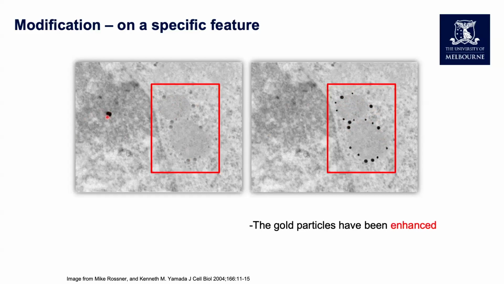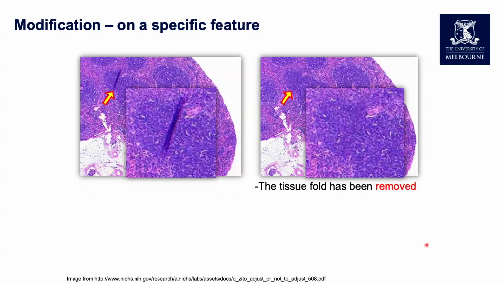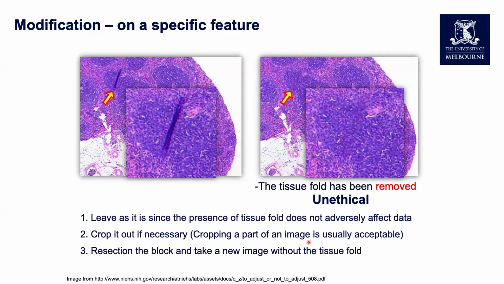The other thing they've done is gone in and modified this sample here. So the gold particles have been enhanced and the background dot has been removed, which again, hopefully you could see is fairly unethical. So they're making modifications to a specific feature on the image. In this example, our problem is a fold in the tissue on the original image, which has been taken out in the modified image. Again, specific modification to a single feature within the image.